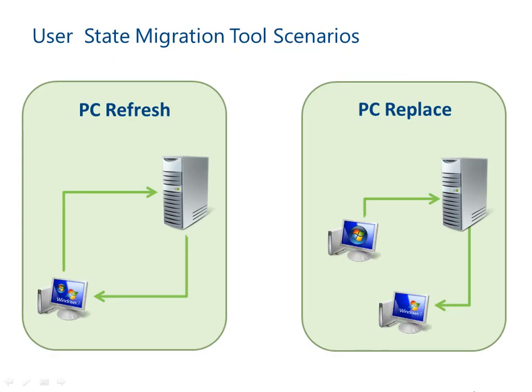Okay, so here are our 2 User State Migration Tool scenarios. On the left, we've got the PC refresh, which is you're going to have a single machine that had the old operating system, whether it be Windows XP or Windows Vista, and we're going to install Windows 7 onto that machine. So that's a PC refresh scenario. The PC replace scenario on the right-hand side has the old machine and a new machine. So we're going to store off from the old machine onto a server. We'll store off that user's migration file, and then we're going to restore that migration file onto the new Windows 7 machine. So let's talk in a little bit of detail about these 2 scenarios.